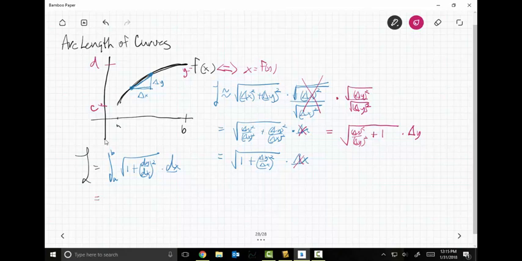The exact same arc length is going to be the integral from C to D of the square root of dx over dy, which is the derivative of x as a function of y, squared plus 1. So check it out. Don't forget your dy. All this is the square root of 1 plus the derivative squared with respect to x from a to b. This is the square root of 1 plus the derivative squared with respect to y. It's exactly the same thing.